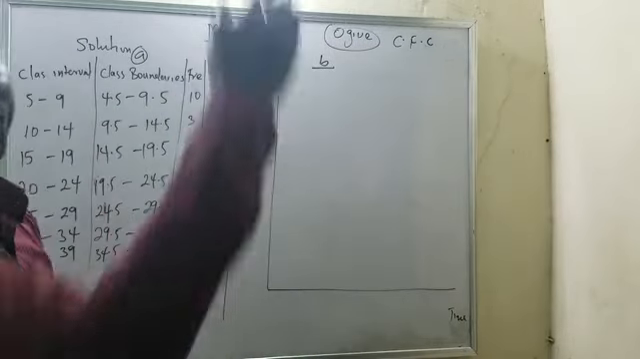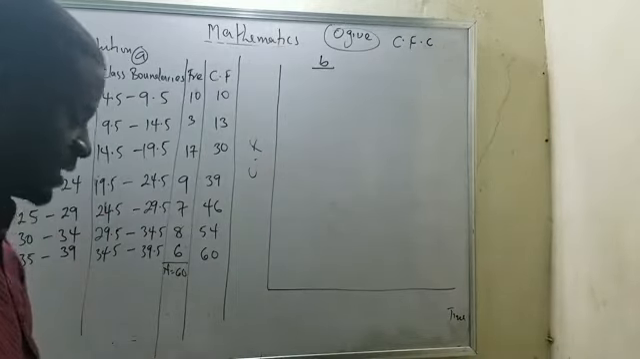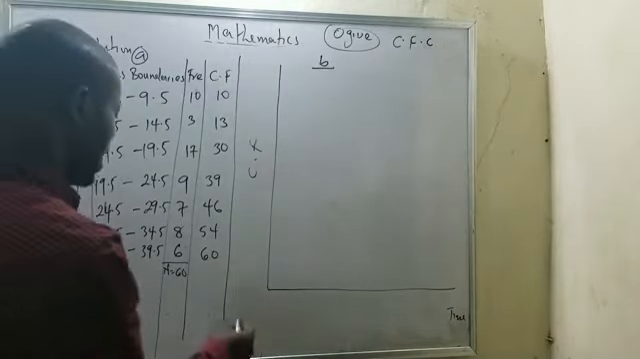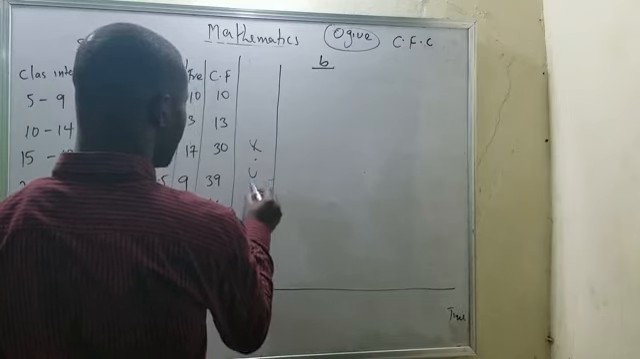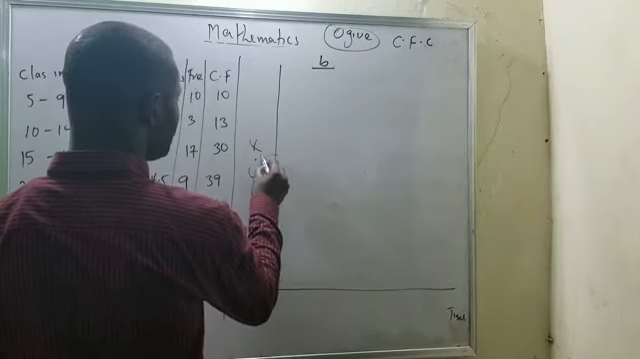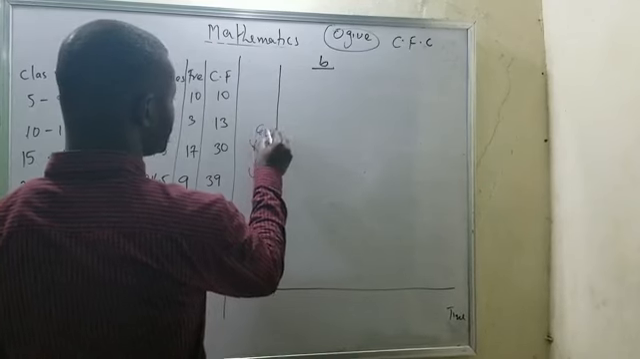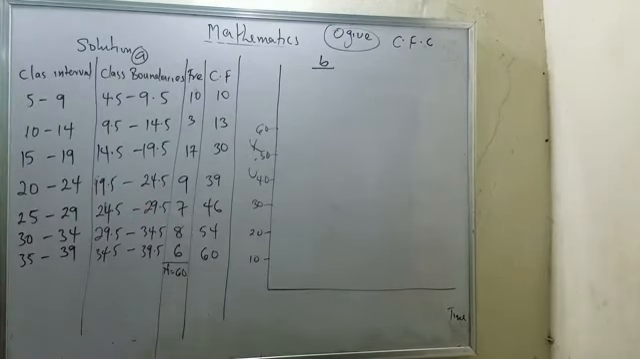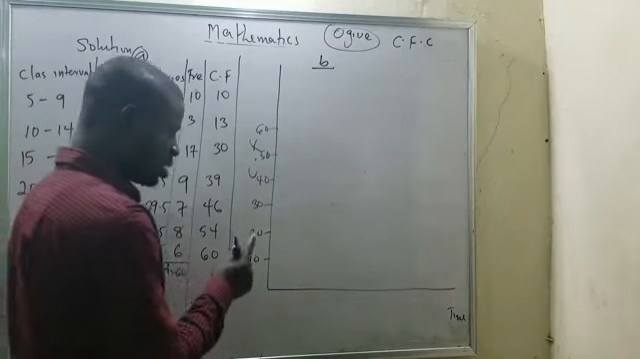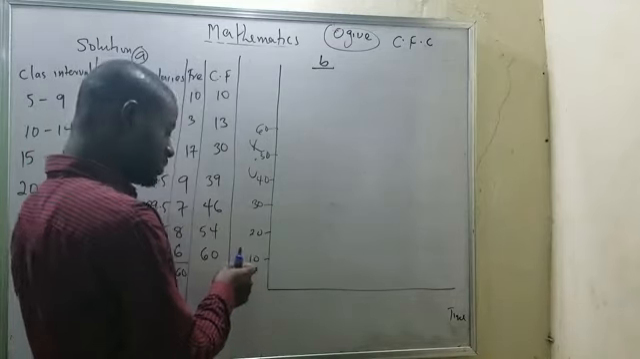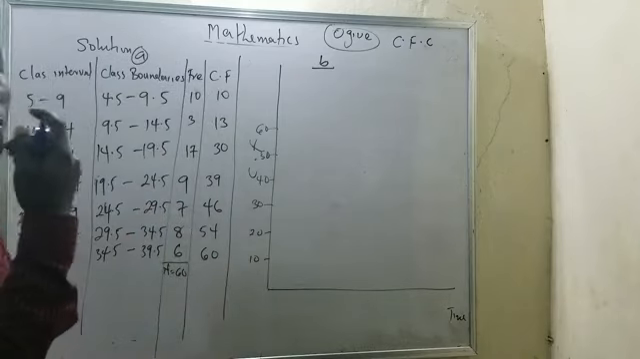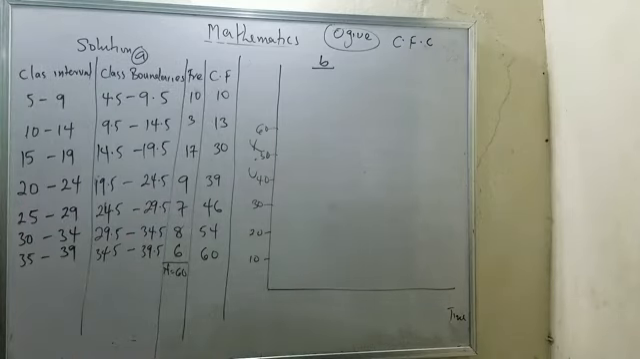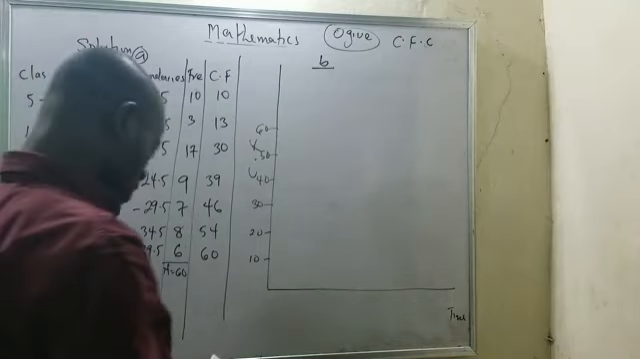It depends on what you are having on the vertical part. I will be having 10, 20, 30, 40, 50, 60. Successfully, I made it 2 centimeters represent 10 units. It depends on what you are working on anyway. Please make sure you put that when you are to plot.